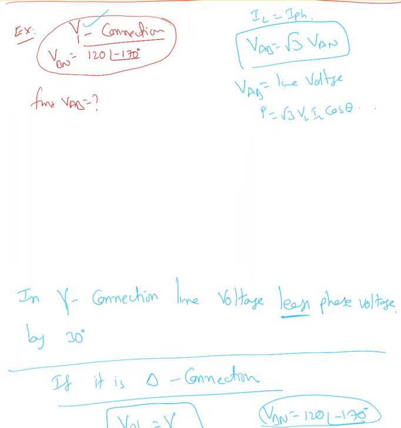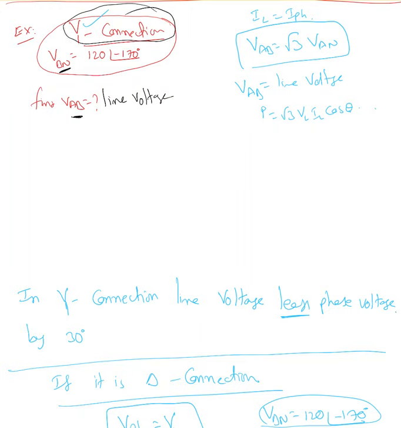Now, in this first example, he gave you a Y connection. It could be a load or source. It doesn't matter for us at this point. He gave you VBN equal to 120 at an angle of minus 170. He's asking to find VAB. Remember, whenever you see BN, N is neutral, so this is a phase voltage. AB between two phases is a line voltage. So he gave you the phase value, and he's asking about the line value. He gave you a Y connection.